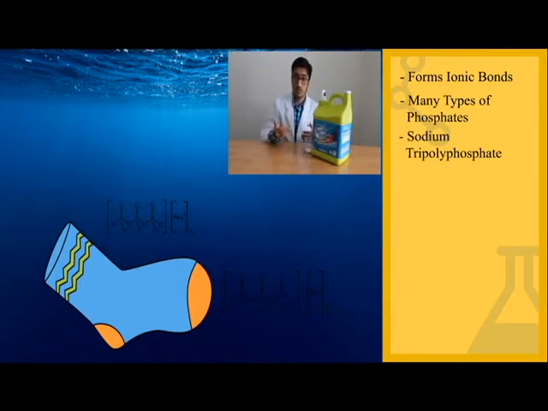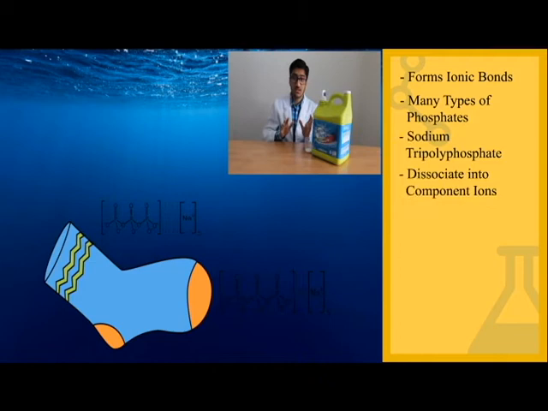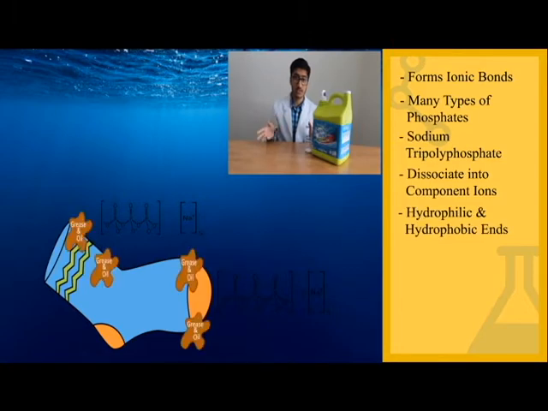When the phosphates dissolve in water, they dissociate into their component ions, in our case, sodium and tripolyphosphate. If you recall what I said earlier, you would remember that the sodium end of the molecule was hydrophilic, while tripolyphosphate was hydrophobic. The hydrophobic tripolyphosphate will be attracted to oily and greasy substances, while the hydrophilic end will be attracted to water in which the detergent is dissolved.